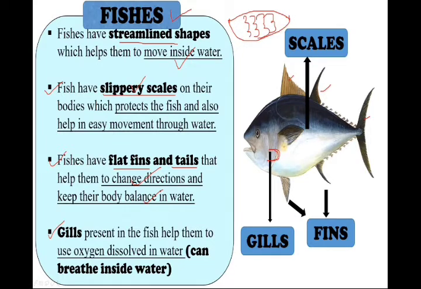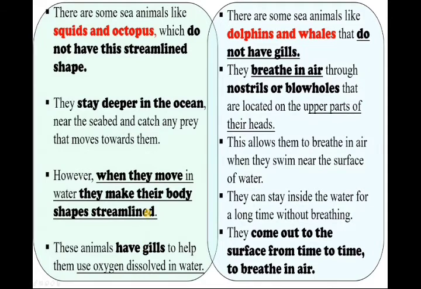When you observe fishes in an aquarium, you might have seen that water bubbles are coming out. What is that exactly? Yes, the fish is breathing. How? Because the water has oxygen in the form of dissolved oxygen, DO. The dissolved oxygen helps the fishes breathe. That is why through gills the fish will be breathing. These are the adaptations of fishes: streamlined shape, slippery scales, flat fins and tails, and finally gills.